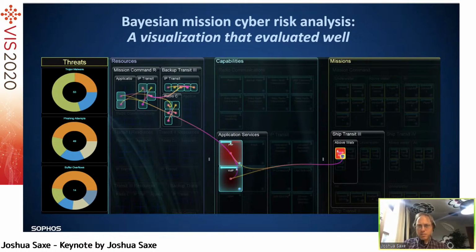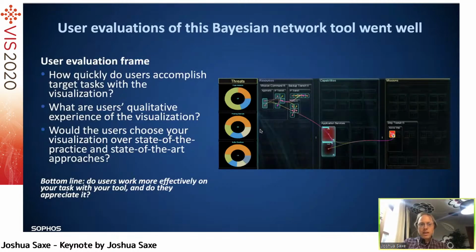I showed it to lots of different military decision makers. They wanted it. And it did really well in an evaluation where we asked how quickly can decision makers accomplish tasks with this visualization? What's their qualitative experience of the visualization? Would you choose this visualization over the way you do risk assessment right now, which for many of these users just involves a lot of ad hoc, asking their staff where they felt like the risks were. Bottom line, the tool did really well on the traditional kind of user studies that we do in our fields.